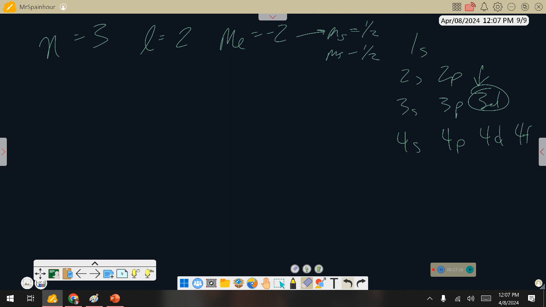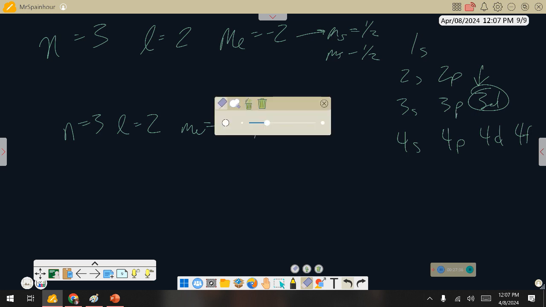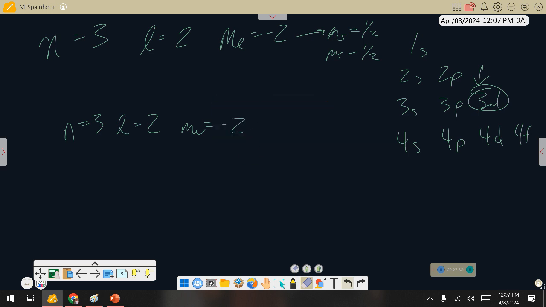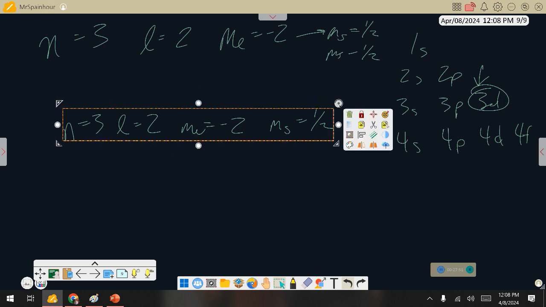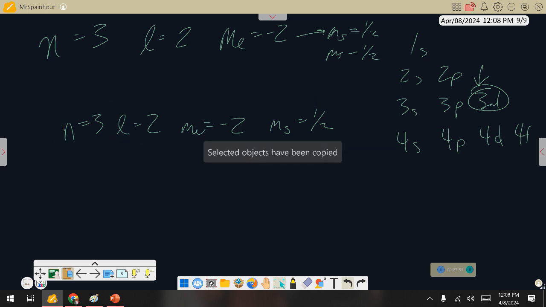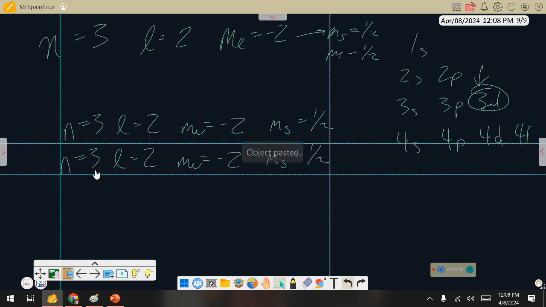Make sure you're using copy and paste here. I don't want you to write all this out. In your sheet, you would say the first possible set is n equals 3, L equals 2, ML equals negative 2. And then it would be negative 1, 0, and so on, up to 2. I'm going to show you the first one and the next. Then copy and paste that exact same thing.